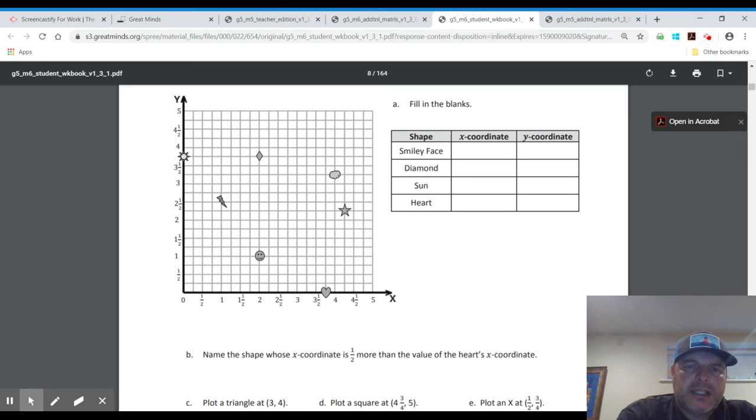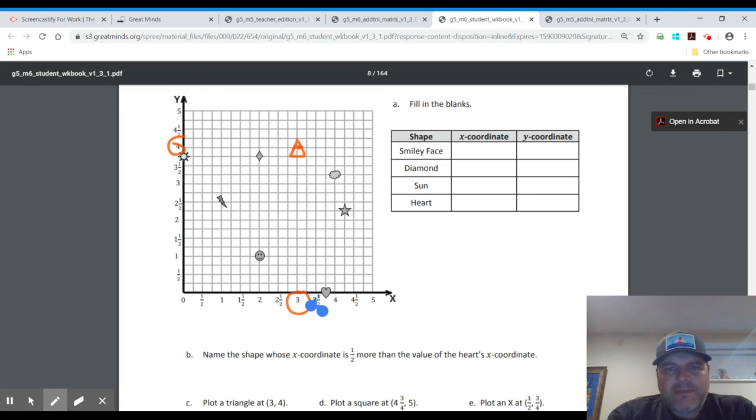So 3. Remember, x goes first, so 3. So 3 is right there. And if we go up to 4, there's 4. And we're going to meet where those 2 lines meet. So sometimes I got to follow them up. And I think that's it right there. So that is triangle. There's a triangle there. So let's just draw your triangle right there.